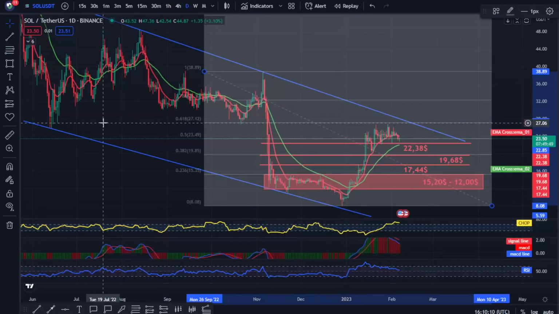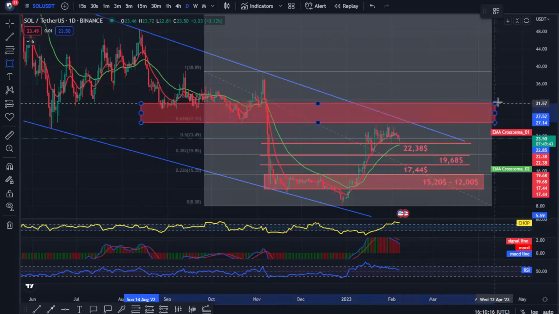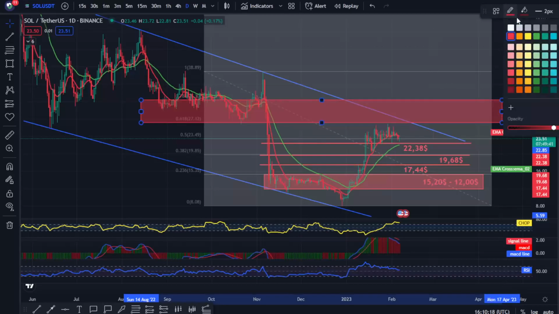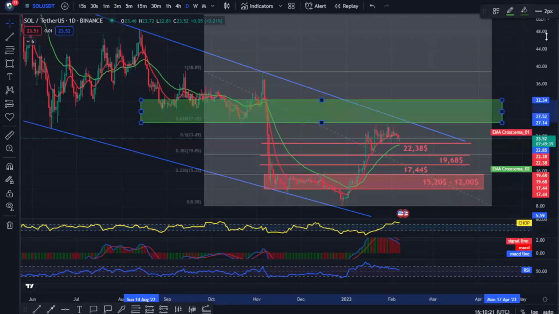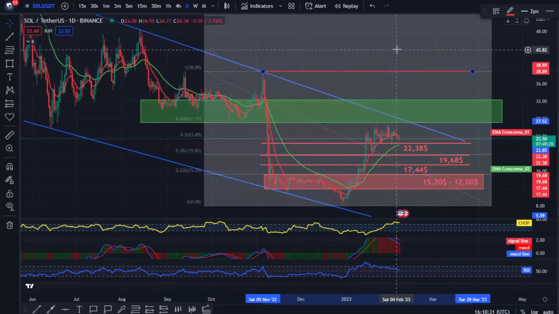Looking the other way, we see that the price has reached an important resistance zone from $27.14 to $32.34, which so far has no strength to break. However, if it manages to exit the descending channel upwards and break through the resistance zone, the next resistance will appear at the price of $38.89.